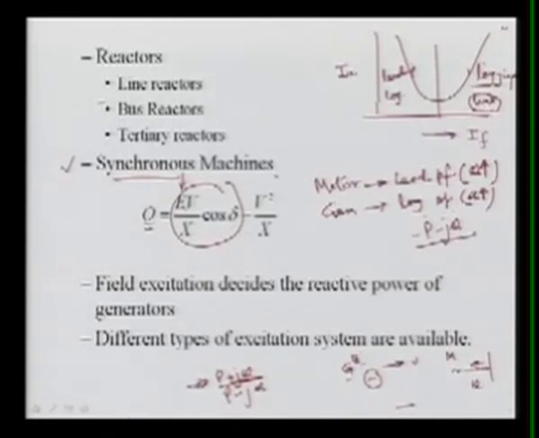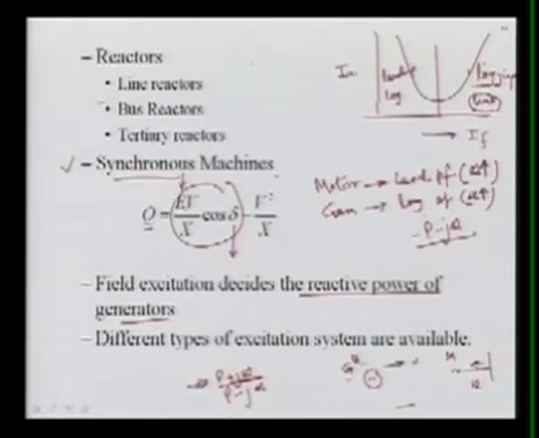Normally, delta, as I said, is decided by the power flow. So only this E, which is the excitation voltage, and this field excitation decides the reactive power of the generator, as I have written here. This E can be controlled in such a fashion that we can make this component more than this, or less than this, or equal to this, then it will be 0. So this E control is basically called the excitation control of the system.